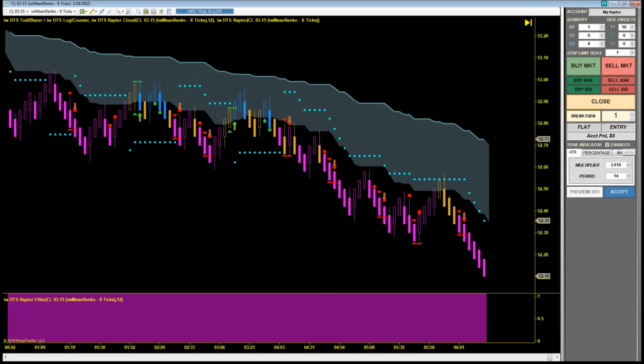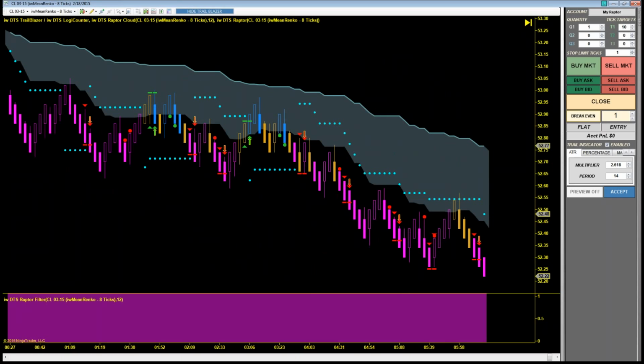Okay, just let this finish loading. My poor computer doing all these charts and the screen sharing software and the recording software bogs it down a little bit. All right, so here is the Raptor on crude oil.